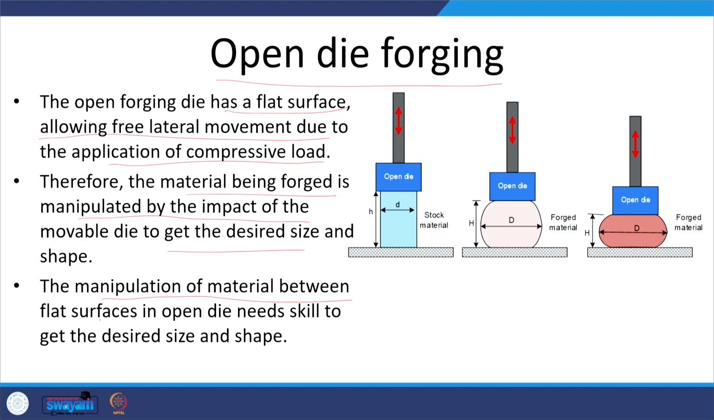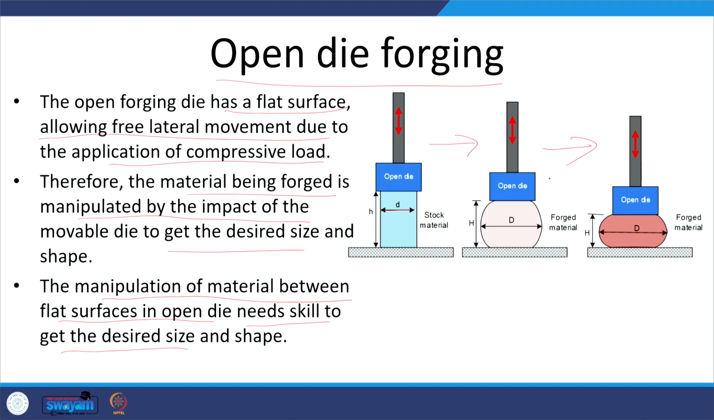Actually, manipulation of the material between the flat surfaces in the open die needs skill to get the desired size and shape. Here we can see how the shape is gradually attained sequentially when open forging is used. Say the material is of smaller diameter and greater height. Initially, this will cause upsetting, with a reduction in height and an increase in diameter, and this will happen in sequence.